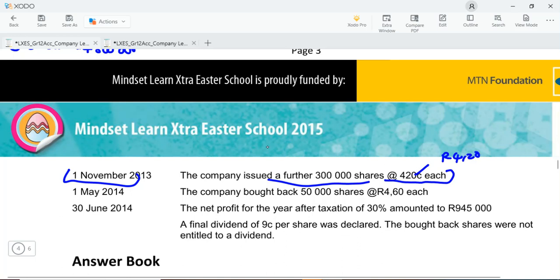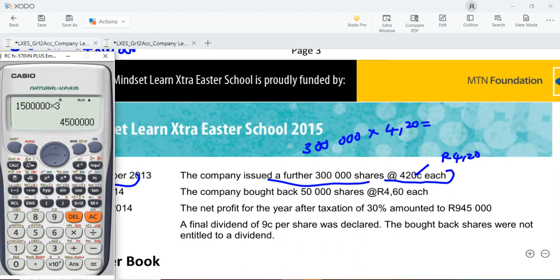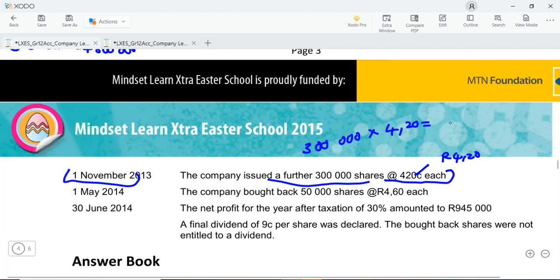Now we know that they issued 300,000 shares, so we would say 300,000 multiplied by 4.20, and then it will give us the monetary value of those shares. So let's do it quickly. 300,000 multiplied by 4.20, and then we'll see how much it will give us. It is giving us 1,260,000. So it means that they were able to raise money by issuing 300,000 shares, which gave them 1,260,000.